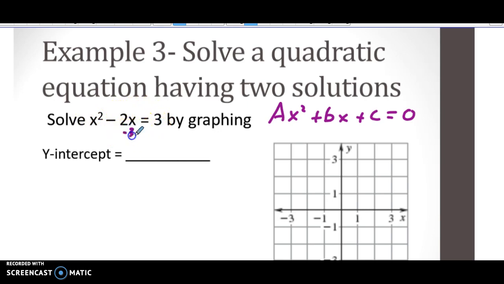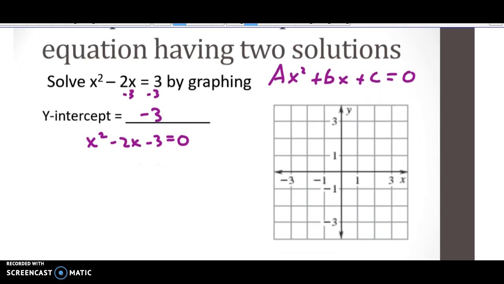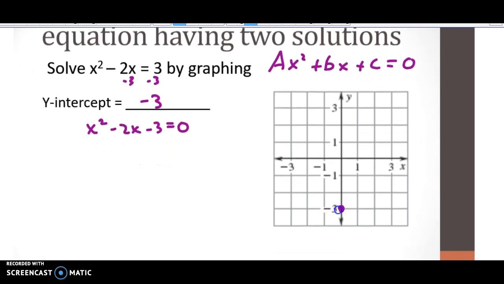To do that, I'm going to have to subtract 3 from both sides. So in standard form, this will be x squared minus 2x minus 3 equals 0. Now I can see that my y-intercept is -3, so I can go ahead and put that on my graph here. I'm also noticing that my a value is 1 and it's positive, so my graph is going to open up. So I can see that this y-intercept is going to be a low point on my graph.